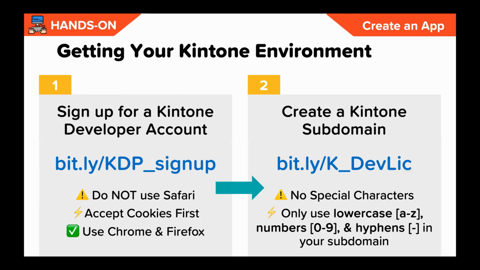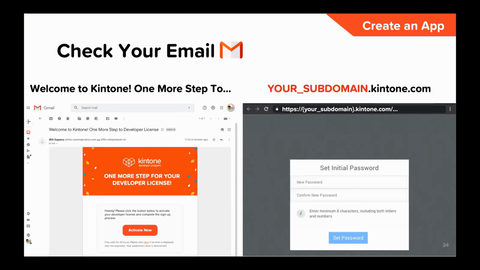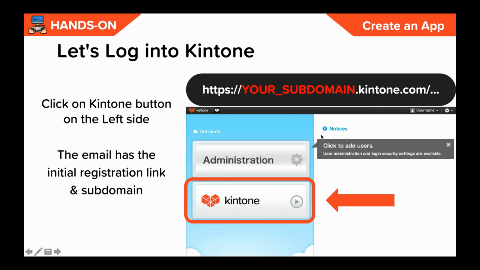Okay. First thing, again, you must sign up for a Kintone developer account. You must create a Kintone subdomain. Once you set that up, you'll need to check your email. You'll see a subject that says something like, welcome to Kintone, one more step to... Then you'll click on activate now, and set up your initial password at your subdomain, whatever you put over here as your subdomain. When you log in, you'll see a page that looks like this. This is your admin panel, and you'll click on Kintone.